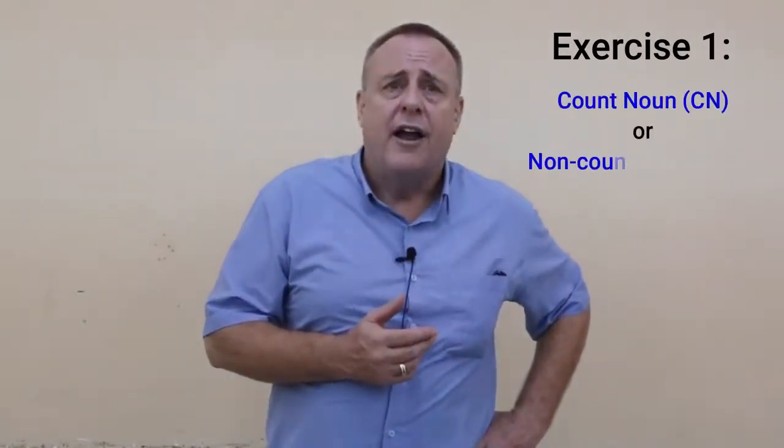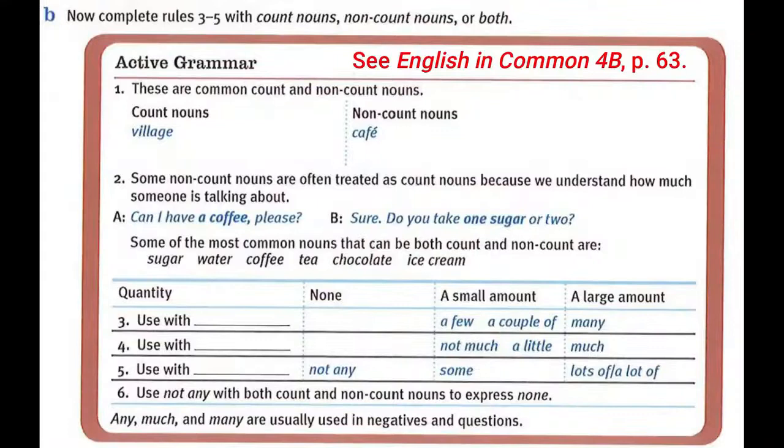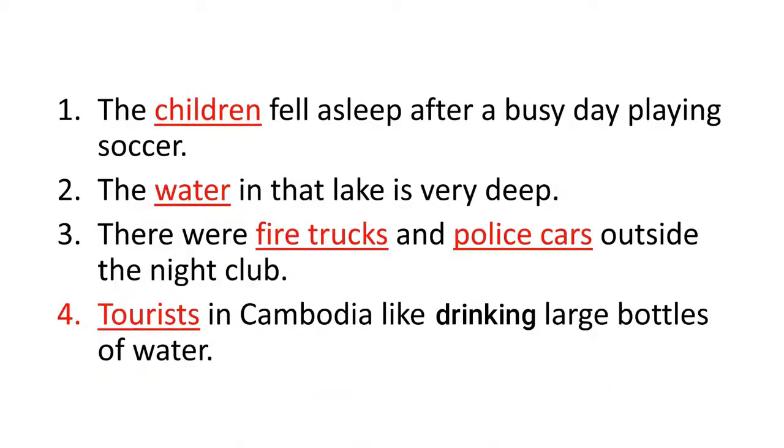Decide if the underlined nouns in each sentence are count or non-count. Number 1, the children fell asleep after a busy day playing soccer. 2, the water in that lake is very deep. 3, there were fire trucks and police cars outside the nightclub.